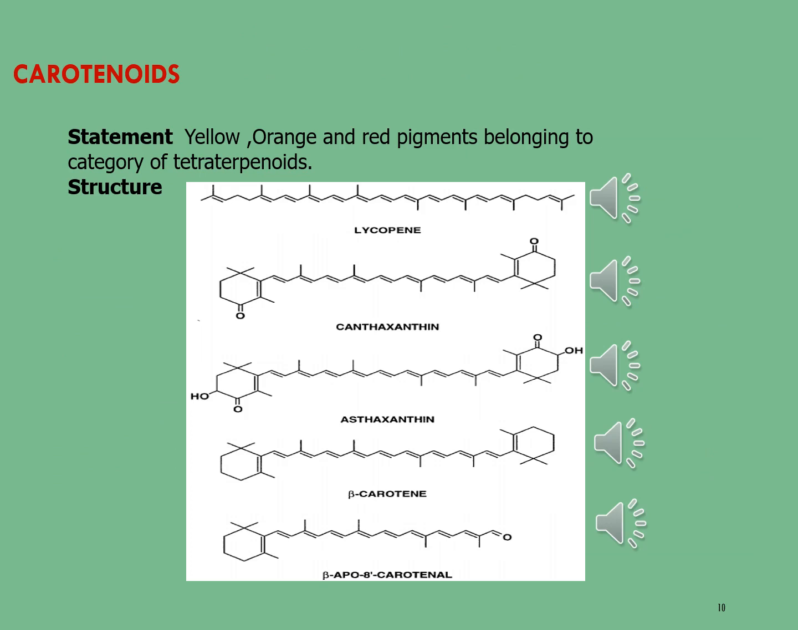Let's see what the carotenoids are. Carotenoids are the organic phytoconstituents that are isolated from less to medium polar fraction of the plants, and these are yellow, orange, and red pigments which belong to the category of tetraterpenoids. The tetraterpenoids consist of isoprenoid units, and that unit is C5H8. You can see over here some important examples: lycopene, canthaxanthin, astaxanthin, and beta-carotene.